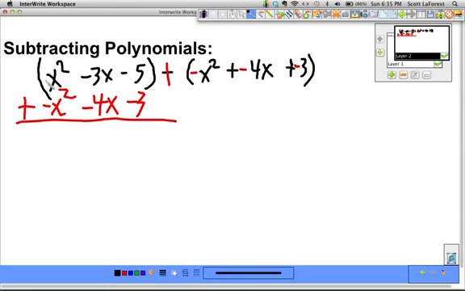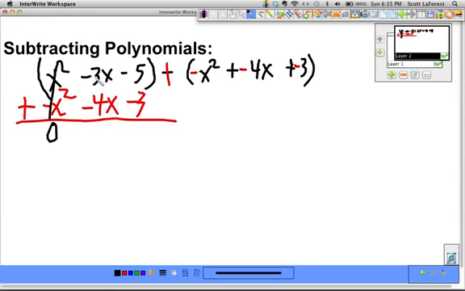So when we have an x squared, remember that's like 1x squared. This is like negative 1x squared. 1 minus 1 gives us 0, right? So we don't really need that. We don't need to write that down, just showing you here. Those kind of cancel each other out. Okay, that's nice.